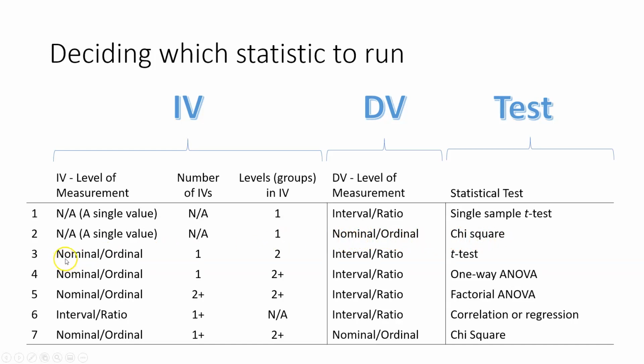All right. If you had a nominal or ordinal independent variable, that is to say, a categorical grouping variable, which is mostly what we've dealt with through the whole course, and there was just one of them with two levels, then you would also use an interval ratio dependent variable where you could compute a mean. Then you would run a t-test.